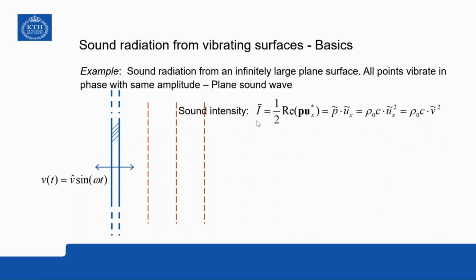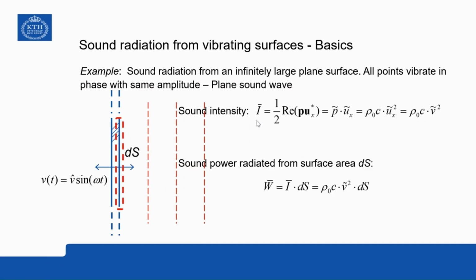So if we now consider the sound power emitted to the surrounding media, then if we take this subsurface area, ds, then we get the time average radiated sound power by multiplying the time average sound intensity with the size of the radiating surface. So this will now give us the contribution from the surface part ds to the radiated sound power, the time average of the radiated sound power.